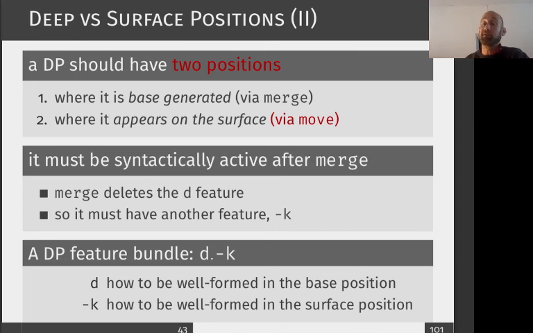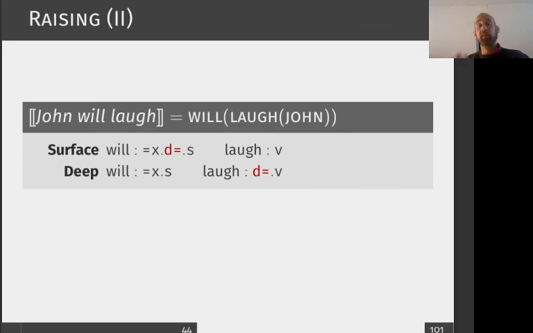So a DP feature bundle is going to be of the form D and -K. D tells us how to be well formed in its base position. It could be in a base position if that base position wants a D. And -K tells us how to be well formed in its surface position. It can be in a surface position if that surface position wants something of category K there. So this is what we had wanted, but it was not really right.